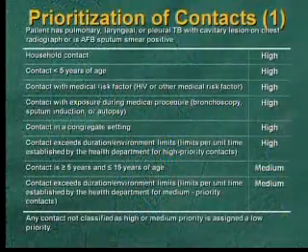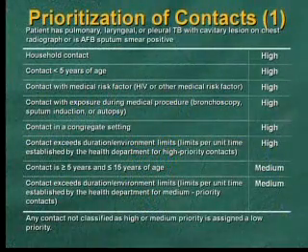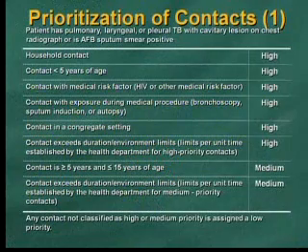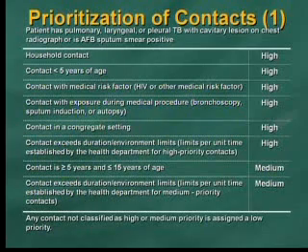So looking at the priority of contacts, again, this could be found in MMWR, or on the CDC website. Look at the household contacts less than 5. Those are high risk. And it goes into the medium risk, those greater than 5, less than 15. And then you have your low risk people.